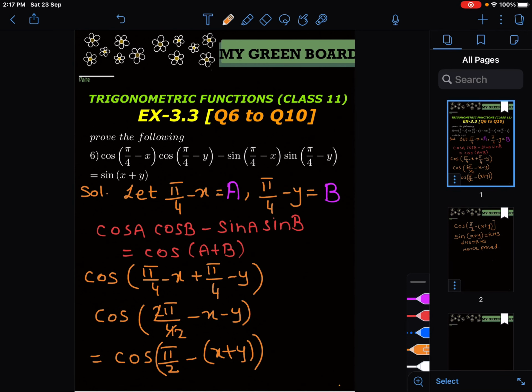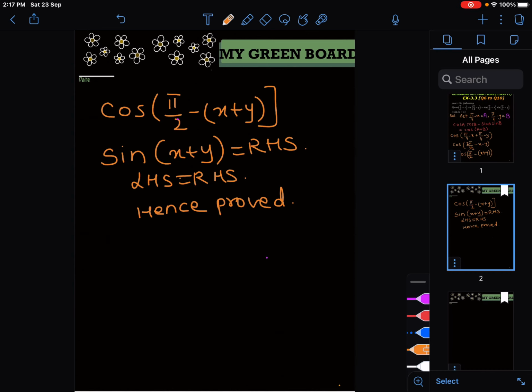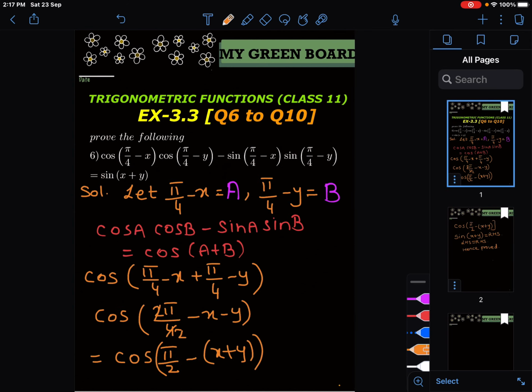This pi by 4 minus x we are taking as a, and this pi by 4 minus y we are taking as b. We apply the cos a cos b formula, cancel the pi by 4 and pi by 4, and add them up to get pi by 2. Then x plus y we take as theta, so sine of theta becomes sine of x plus y, which is the RHS we needed to prove. We have already proved this. Okay children, now we will go to the next question.